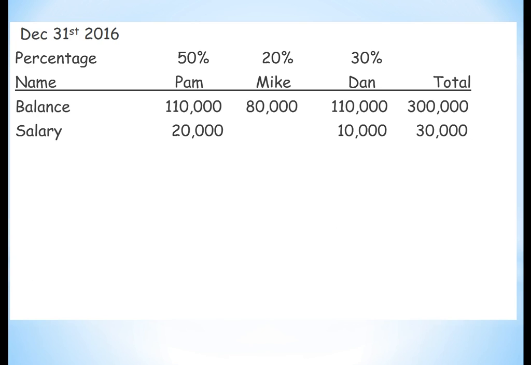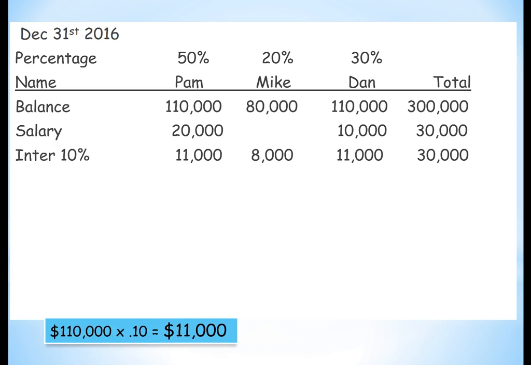All right, the next thing I'm going to do is add in the salary as part of their compensation. I'm then going to take 10% of each of the beginning balances. Now, the reason that this usually is done as part of a partnership is because you're trying to encourage the partners not to take cash out of the business. Okay, so again, you're going to take their balance times the percentage, and that's how you get the amount allocated.